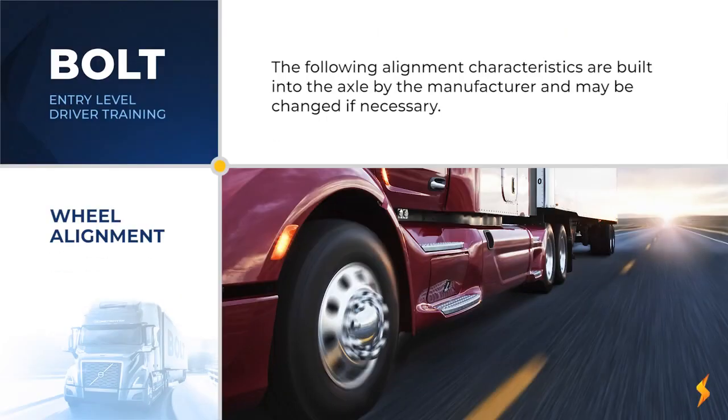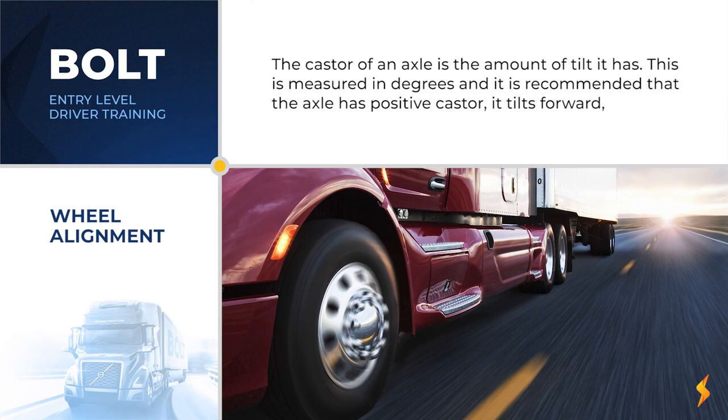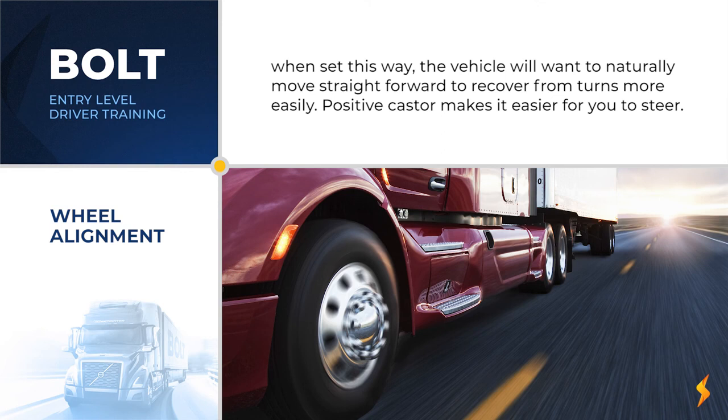The following alignment characteristics are built into the axle by the manufacturer. They may be changed as necessary. The caster of an axle is the amount of tilt it has. This is measured in degrees, and it is recommended that the axle have positive caster. It tilts forward. When set this way, the vehicle will want to naturally move straight ahead and will recover from turns more easily. Positive caster makes it easier for you to steer.